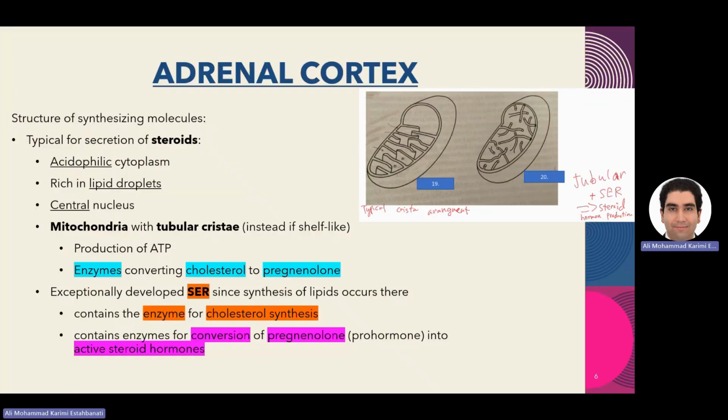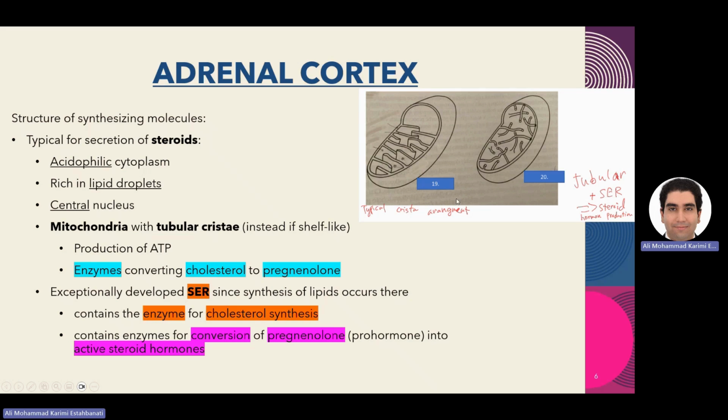Now, more stuff you need to know about the adrenal cortex is this. The adrenal cortex produces steroid hormones, but how is a steroid hormone produced? Steroid hormones are produced by 2 main structures: by mitochondria, its tubular part, so tubular crystal mitochondria, and by the SER, the smooth endoplasmic reticulum. What's the difference between the 2 types of mitochondria? We have a normal or typical crystal mitochondria, which you can see on 19 here, and number 20 here, which is the tubular crystal mitochondria. This one, with the help of the SER, is what makes the steroid hormones for us.